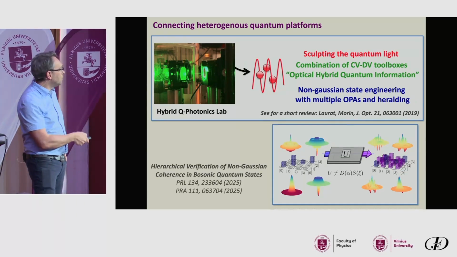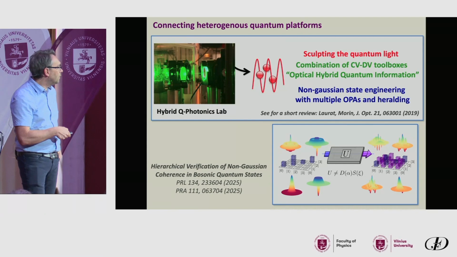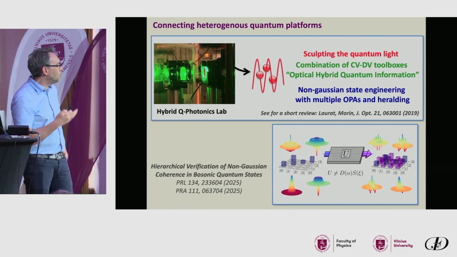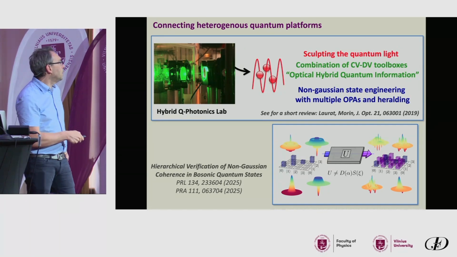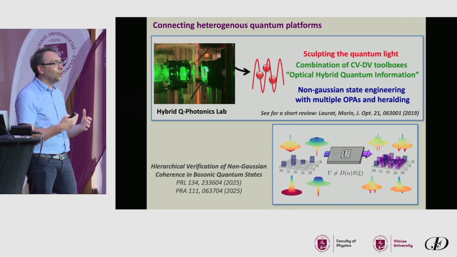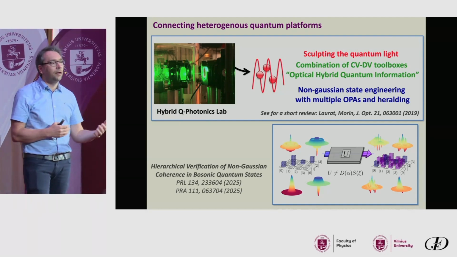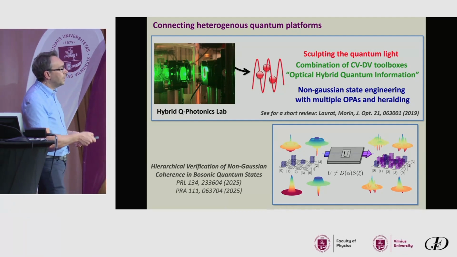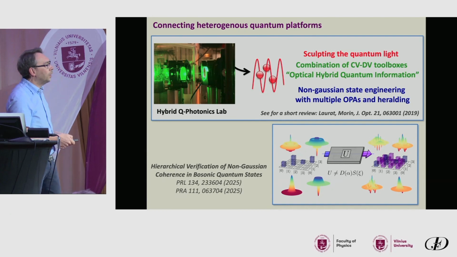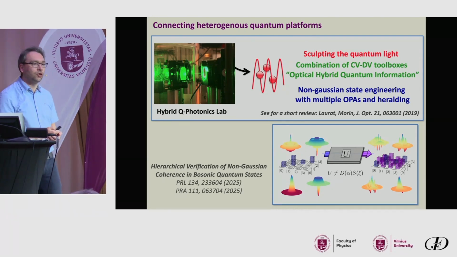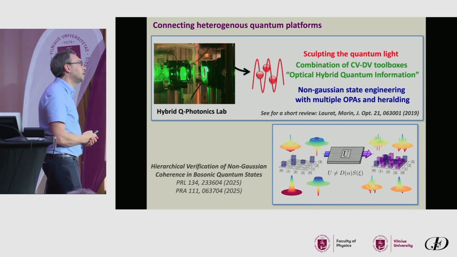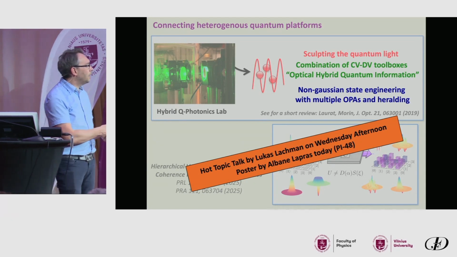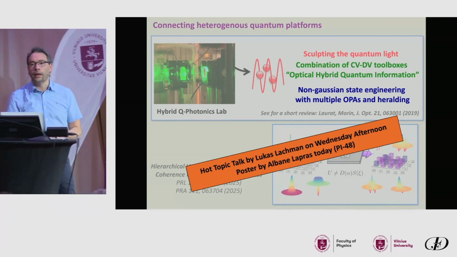And by the way, there is a back-to-back paper now, one in Physical Review Letters, the other as a companion paper in Physical Review A, where with Radim and his team, Lucas, who is here, Lucas Lachman, we have studied how we can go towards non-Gaussian coherence and verify non-Gaussian coherence in experimental states. So basically, if you start from Fock states, you want to reach this kind of state, and you cannot use displacement and squeezing operations to reach that. That will define your hierarchy. There will be a talk by Lucas on Wednesday afternoon, tomorrow afternoon, and a poster by Alban Lapras, who is a PhD student in my group, this afternoon.